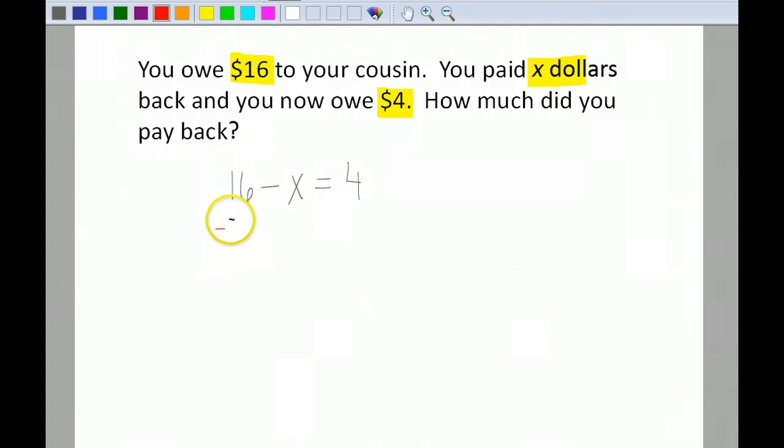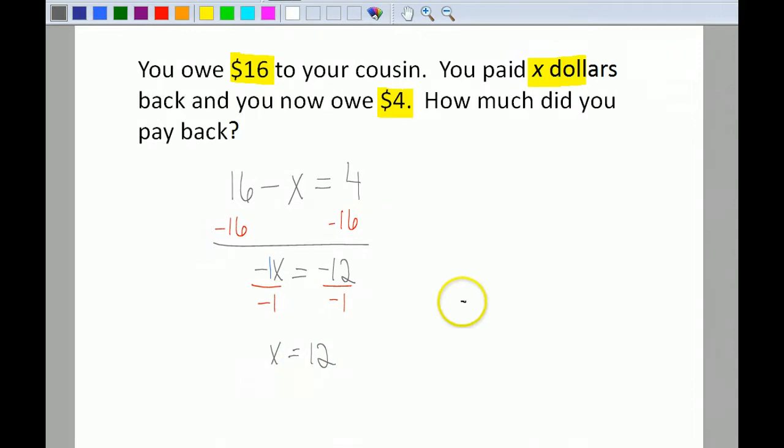So now I have negative 16. I'm going to subtract 16 from both sides. So I have negative x is equal to negative 12. Now I can't have a negative variable. So what's in front of this? It's negative 1. So we're going to divide each side by negative 1. So x is equal to $12. So you would say I paid my cousin back $12.